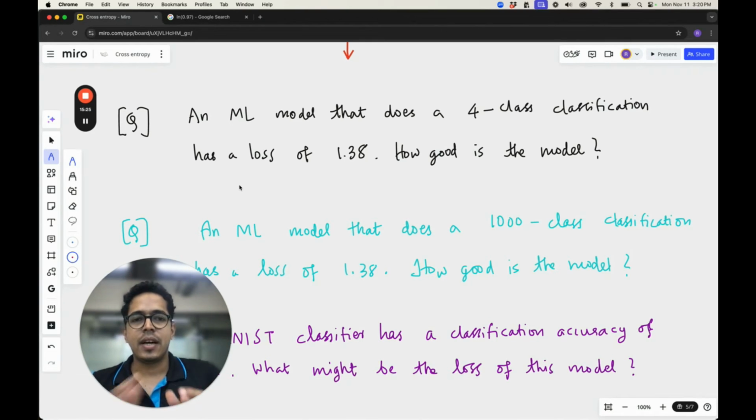This is a great question. Just pause here and think about it. If you can come up with the answer to this, you can feel confident enough to have a fairly good intuitive understanding of cross entropy loss. So let's think about this, right?